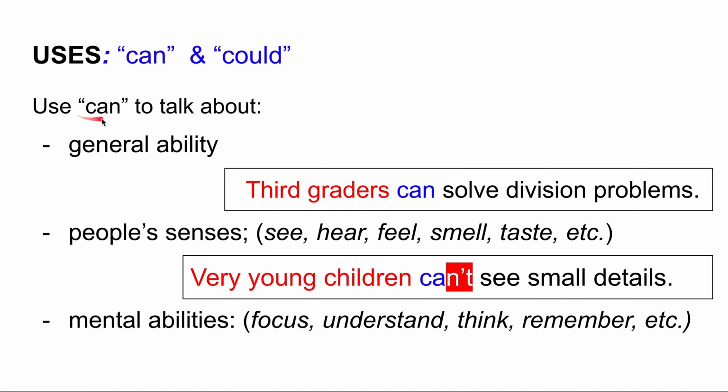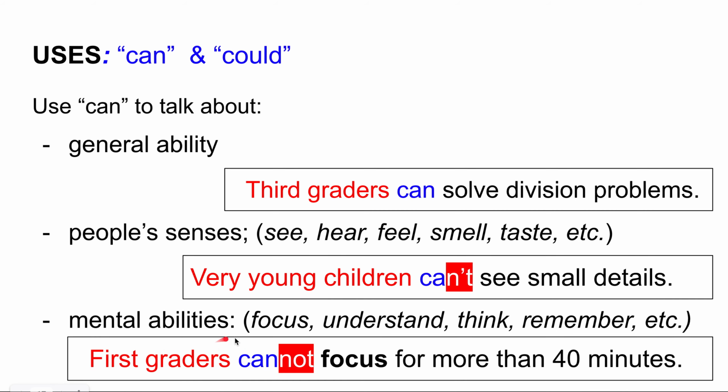We can also use can to talk about mental abilities. What are mental abilities? A better question is, what are some verbs that show mental abilities? Focus, understand, think, remember, memorize, notice. Those are verbs that describe mental abilities. So, an example: first graders cannot focus for more than 40 minutes. After 40 minutes, they stop focusing. They don't focus anymore.